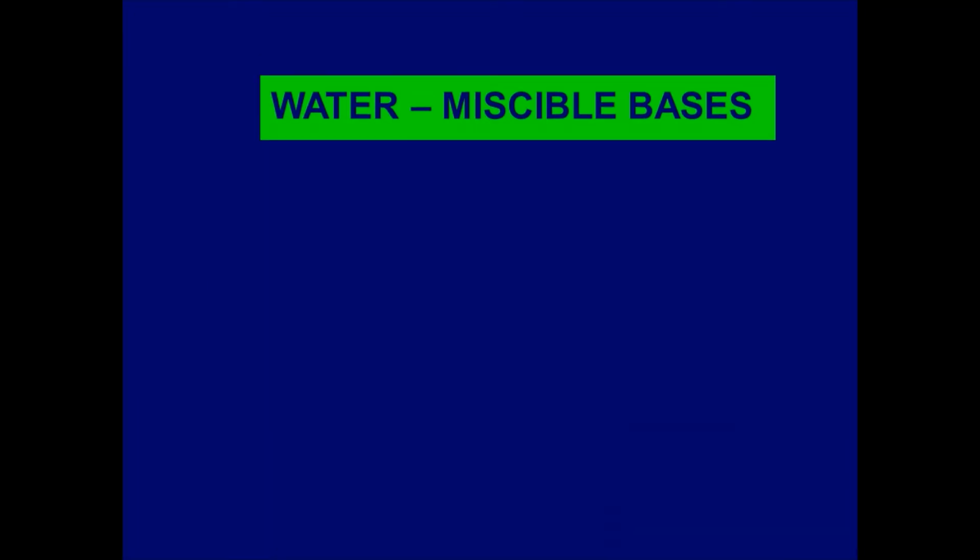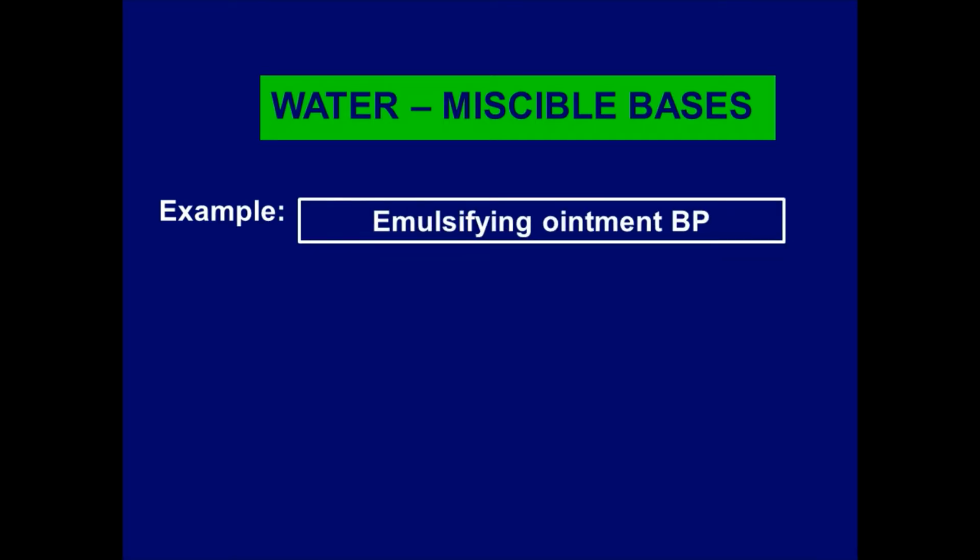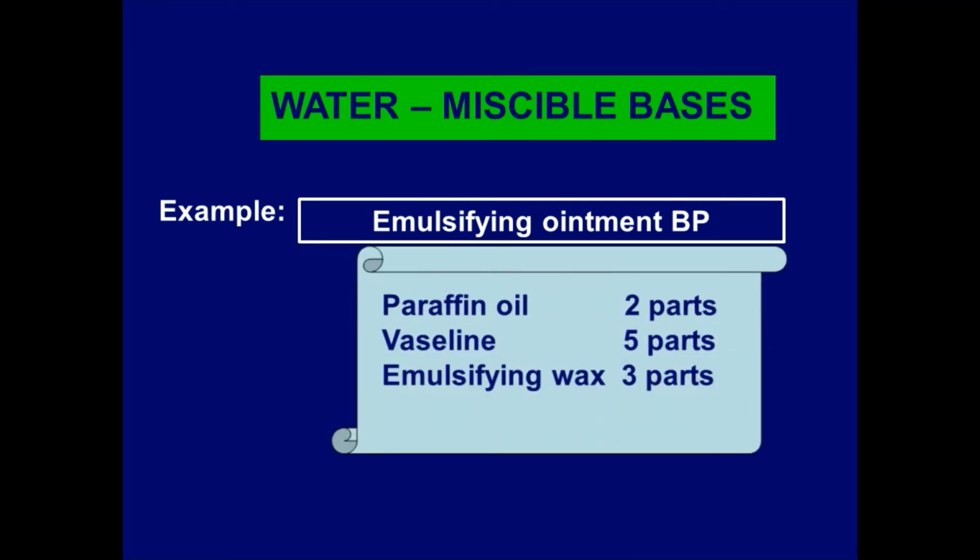So, as an example of the water-miscible base, there is the emulsifying ointment mentioned in the British Pharmacopoeia. Emulsifying ointment contains paraffin oil, Vaseline, emulsifying wax, and of course water. Paraffin oil and Vaseline are the oleaginous substances that are used to control viscosity of the base, and the emulsifying wax is the oil in water emulsifier.